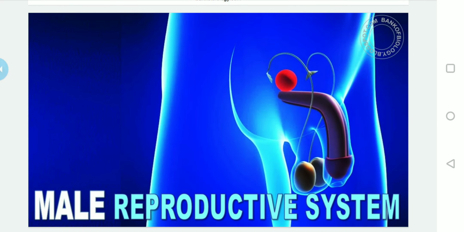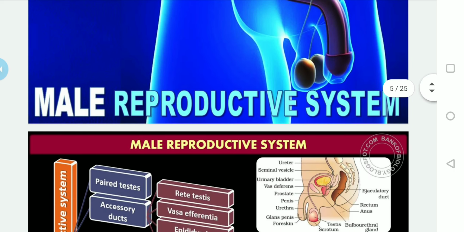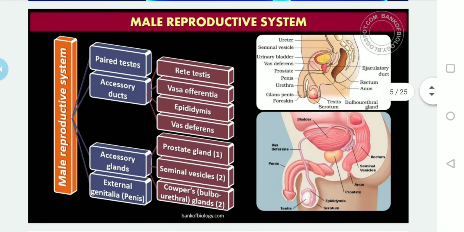This is the complete diagrammatic representation of the male reproductive system. The male reproductive system is located in the pelvic region. While discussing the skeletal system last year, I told you the male reproductive system is located in the pelvic region. It includes a pair of testes along with accessory ducts and glands, which are the accessory glands, and the external genitalia.